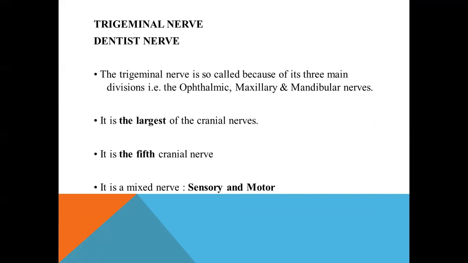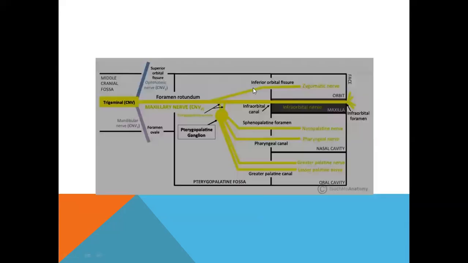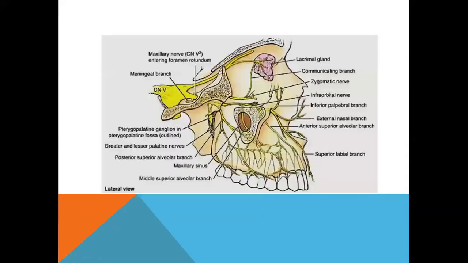And we'll see what this maxillary nerve is. Maxillary nerve, I hope everyone knows, is one of the branches of the trigeminal nerve. Trigeminal nerve is the fifth cranial nerve and it's the largest of all the cranial nerves. And it's a mixed nerve consisting of sensory and motor nerves. This is a pictorial representation that shows from where the maxillary nerve comes out. So this shows the trigeminal nerve, which comes out through the foramen rotundum and gives rise to the maxillary nerve. And this is a pictorial representation of it.